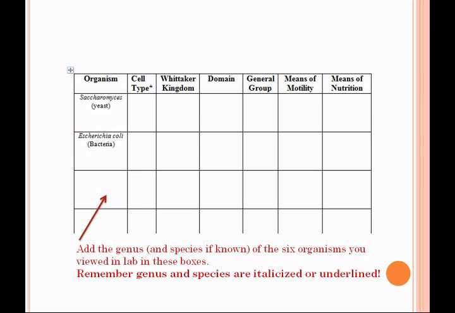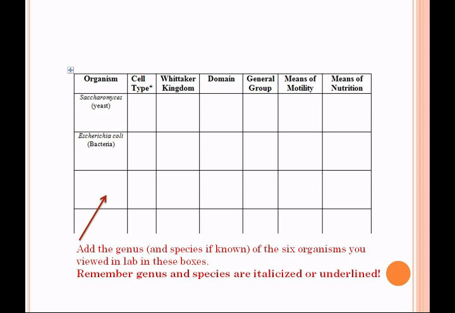Depending upon the resource that you use to identify the organisms, you may only know the genus, but you also may know the genus and the species. So put whatever information you know. Remember that genus and species are going to be italicized or underlined. You can see that Saccharomyces is a genus name, so it's italicized. Escherichia is also a genus name, italicized, and coli is a species name, and it is italicized. If you're handwriting this assignment, you should underline the names of the organism.